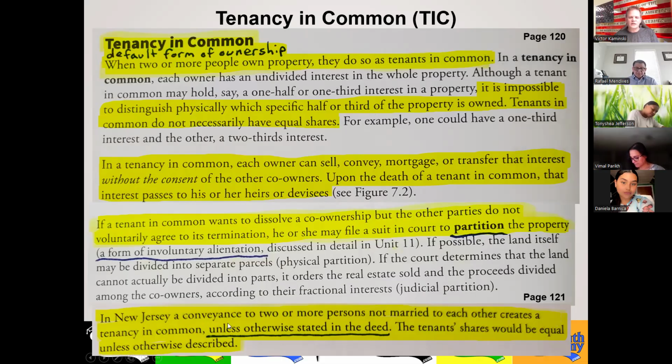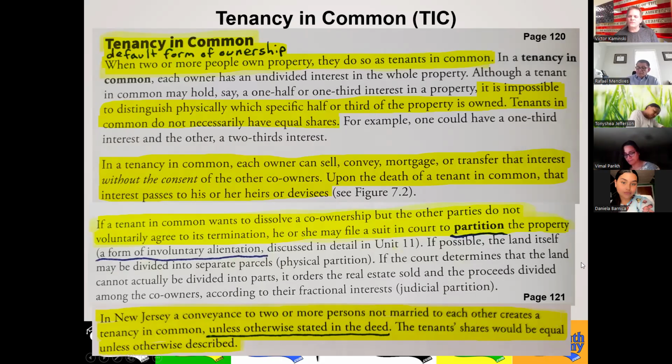Now, in New Jersey, a conveyance to two or more persons not married to each other creates a tenancy in common unless otherwise stated in the deed. You have to specifically state you wish to take ownership in another form. So the tenants' shares would be equal unless otherwise described.